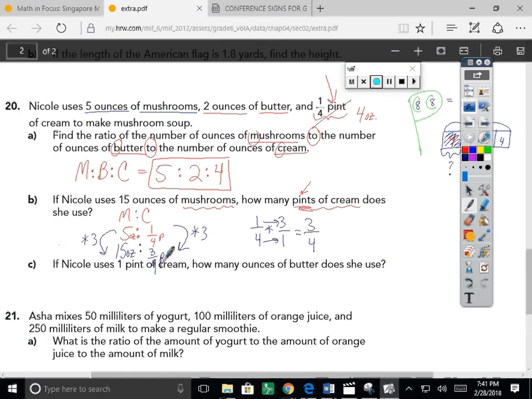Well, this is actually a word problem, so I better give them some words back. The missing piece I was looking for here was this. So I'm going to write 3/4 pints of cream.